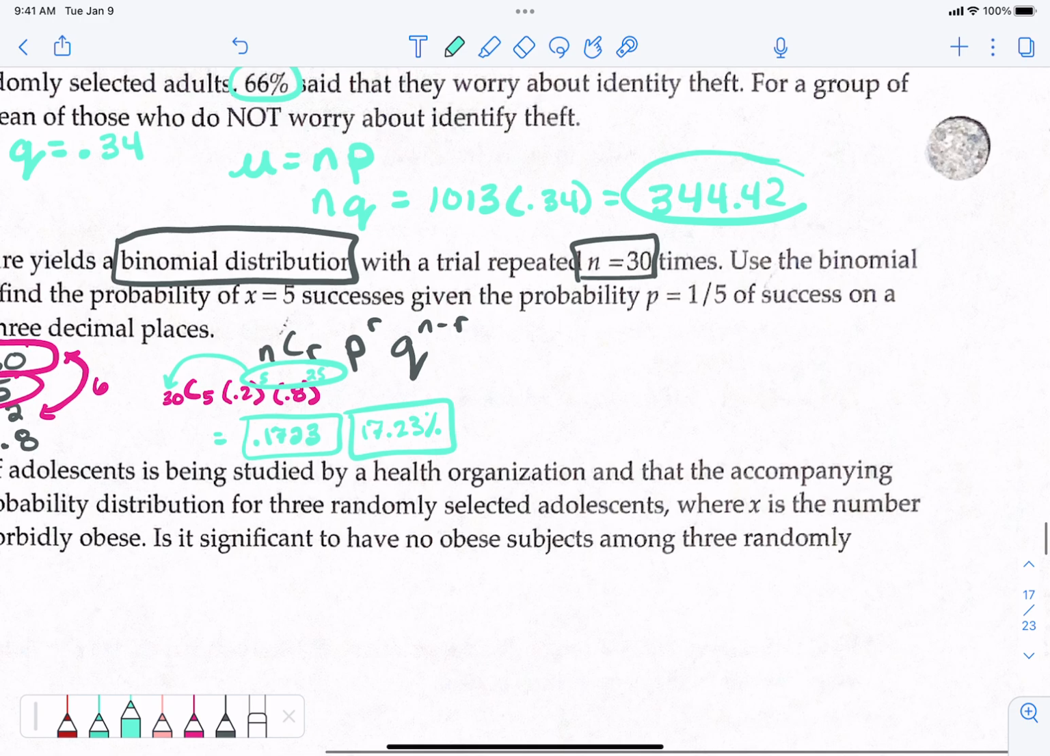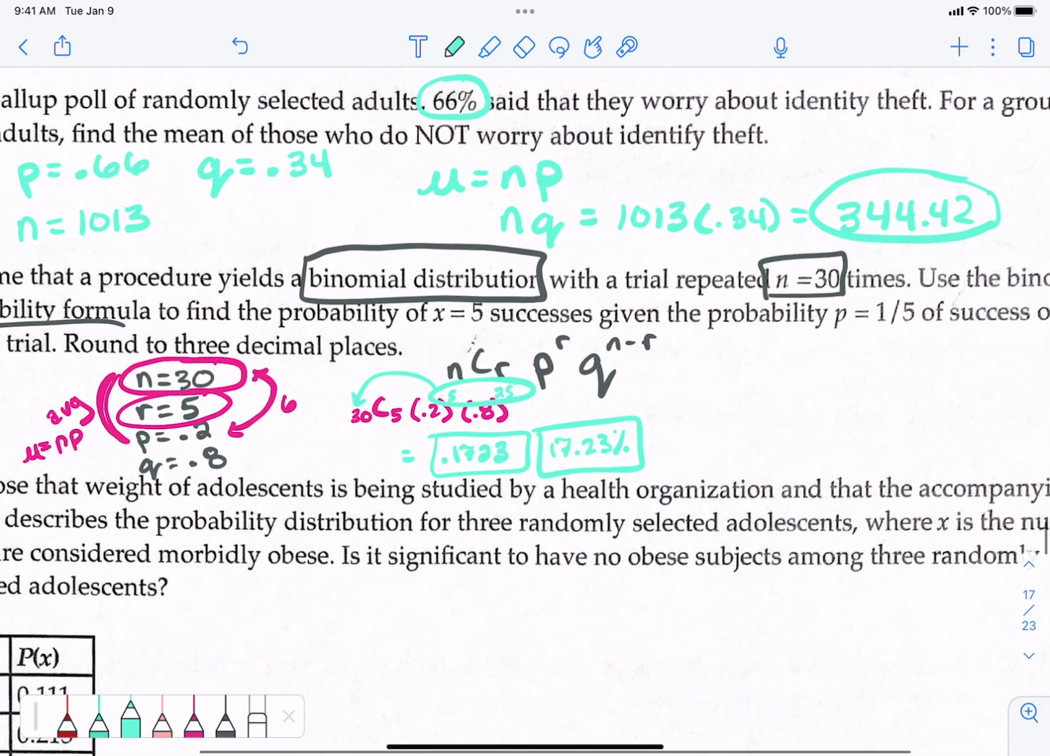344.42 or 344 average people. I don't care if you round it or if you leave it. For a group of that many people, find the average number who do not worry about identity theft. Now, you could have taken N times P, gotten that number, and then subtracted it from 1013. That would work as well. However you want to think about it, it doesn't matter. Happy with that?